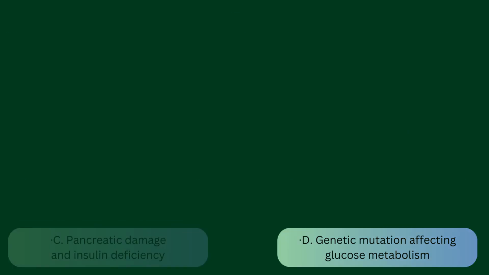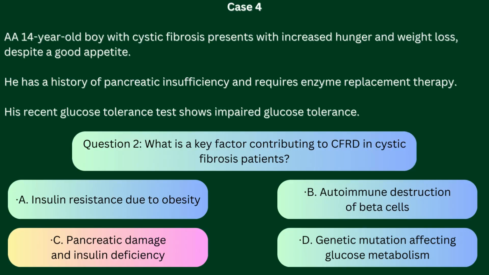The correct answer is C. In cystic fibrosis, the thick mucus associated with the disease can damage the pancreas, leading to deficiency in insulin production. This pancreatic damage is a key factor contributing to development of cystic fibrosis-related diabetes.